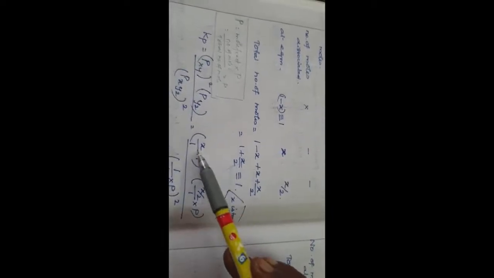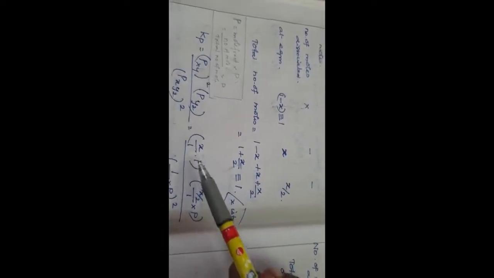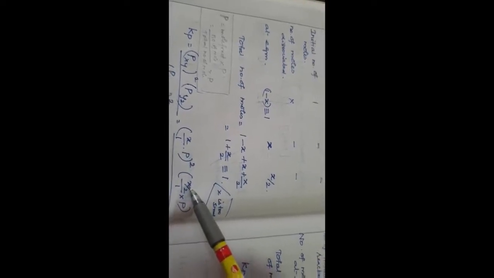Okay, so the Kp formula: partial pressure of XY the whole square, because 2XY is given, and partial pressure of Y2 divided by partial pressure of XY2. Then substitute for XY: the concentration we got for XY is x, so x divided by the total number of moles, which is 1, into total pressure. Similarly for Y2 it is x by 2, so x by 2 divided by total number of moles 1 into total pressure, divided by XY2, which is 1. So 1 divided by 1 into P the whole square.